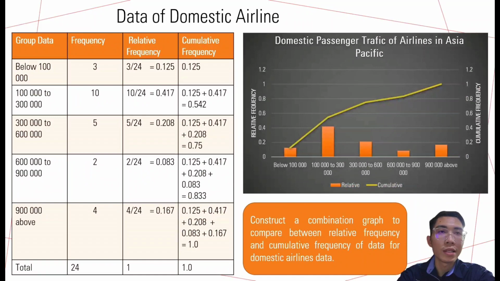Then, construct a combination graph to compare the relative frequency data and the cumulative frequency data for the domestic airlines data.